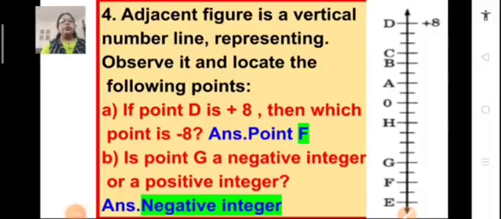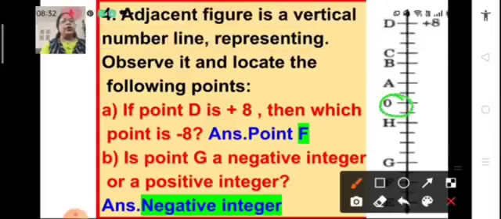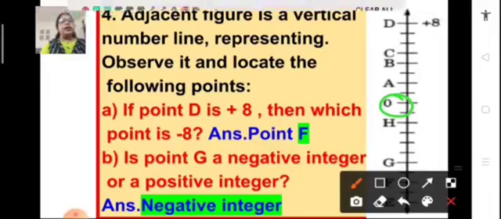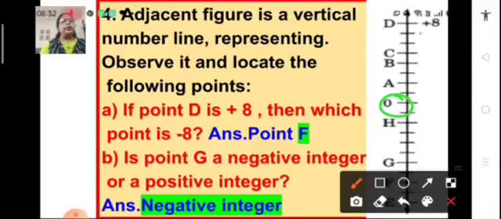Coming to the next question, question number 4. Adjacent figure is a vertical number line. Observe it and locate the following points. So we have a vertical number line here and we have to answer the questions by observing this line. Question A, if point D is positive 8, then which point is negative 8? Here we have 0, and point D is plus 8. That means it is 8 points above 0. If we count, D is 8 points above 0. So it can be represented using a positive sign, positive 8.